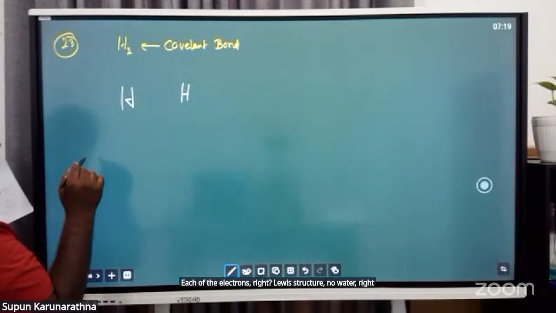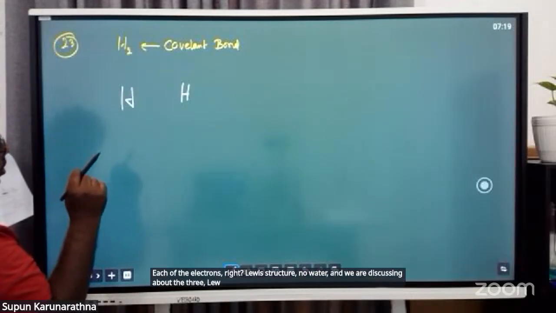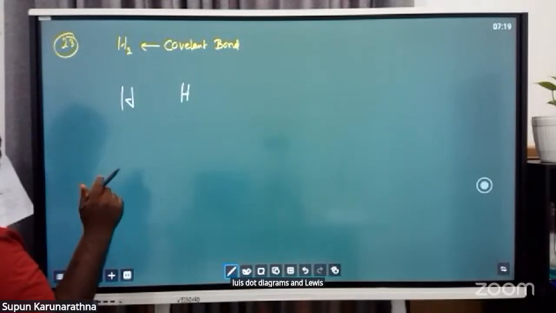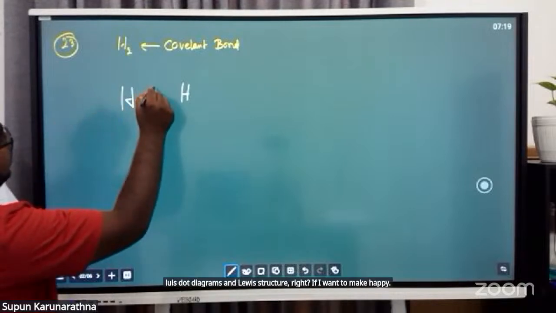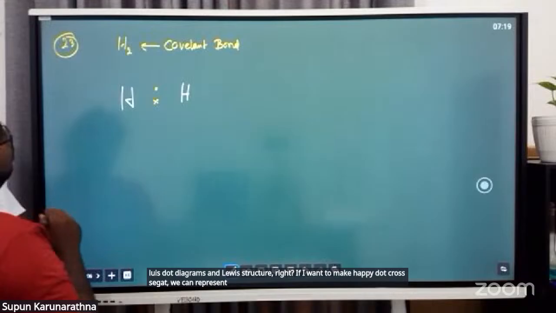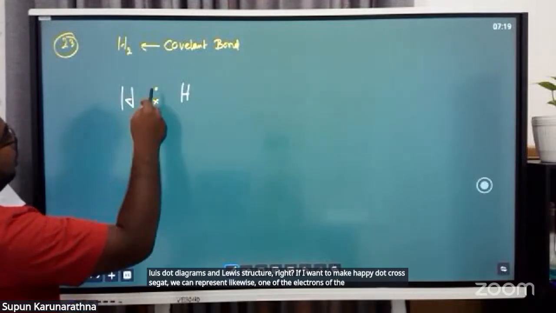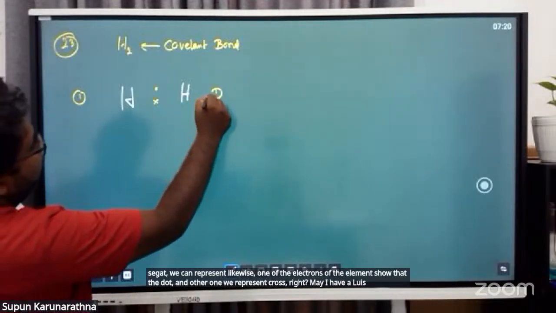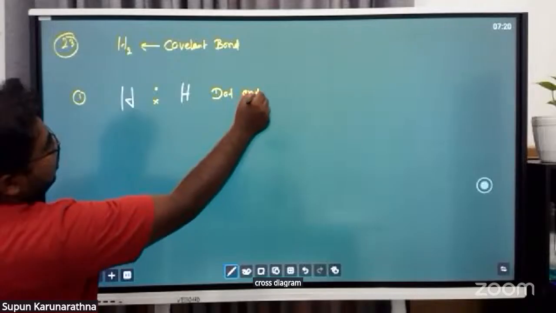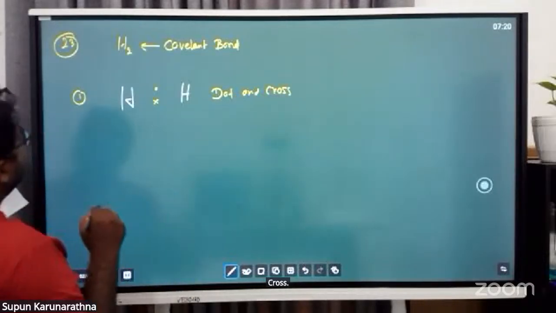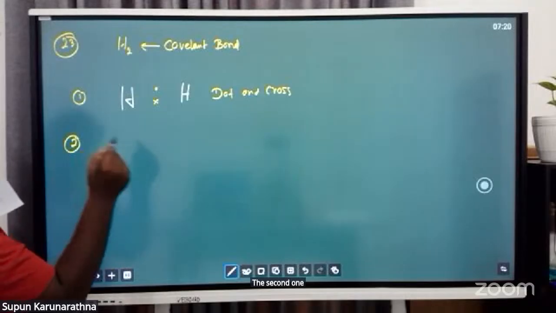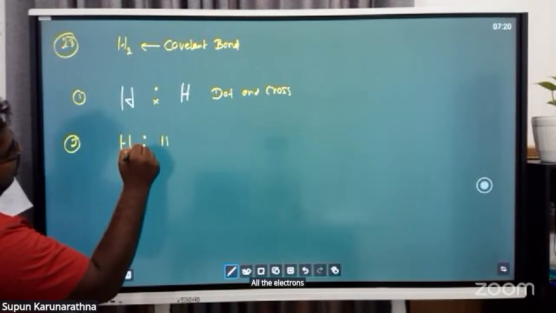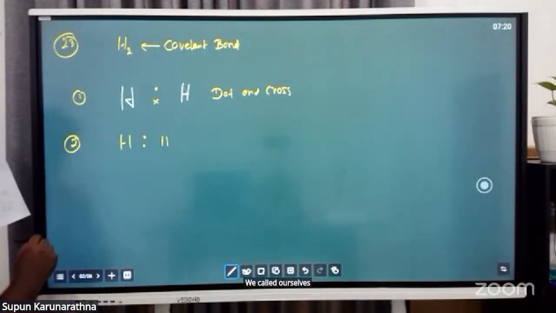We are discussing the Lewis cross dot diagram, Lewis dot diagrams and Lewis structure, right? In the dot cross diagram, we can represent the electrons of one element by a dot and the other by a cross, right? That is the Lewis dot cross diagram. The second one we are learning is the Lewis dot diagram, where all the electrons are represented by dots. We call it a Lewis dot diagram.